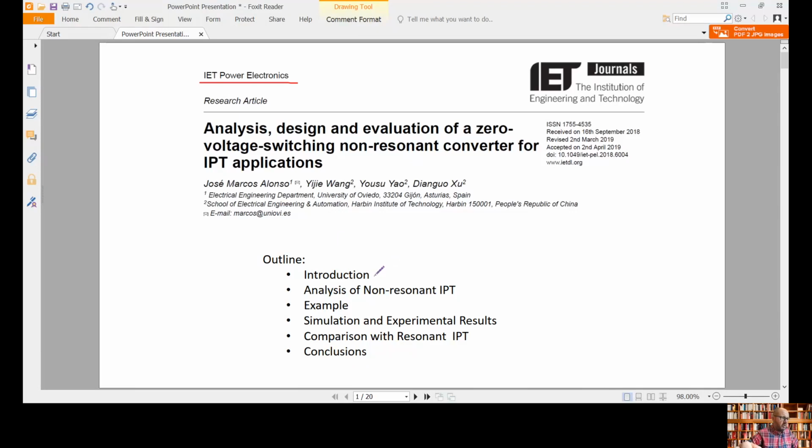The outline of this presentation is this one. We are going to see an introduction, then the analysis of non-resonant inductive power transfer systems, an example, some simulation and experimental results, a comparison with a resonant IPT system, and finally some conclusions.